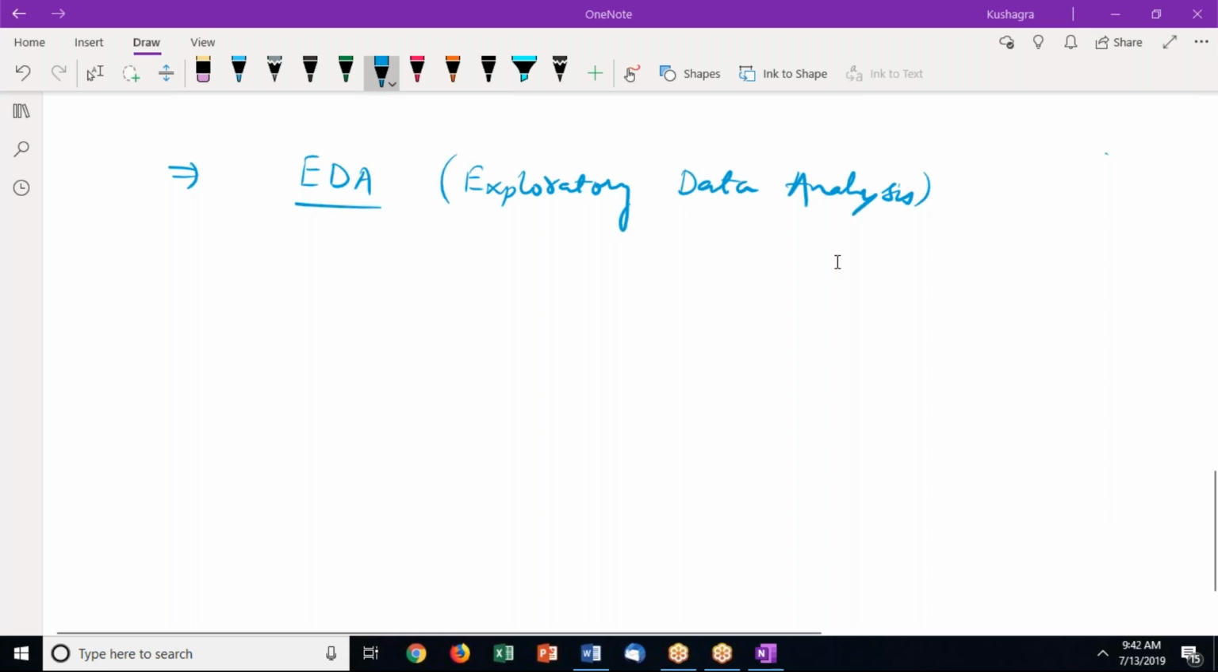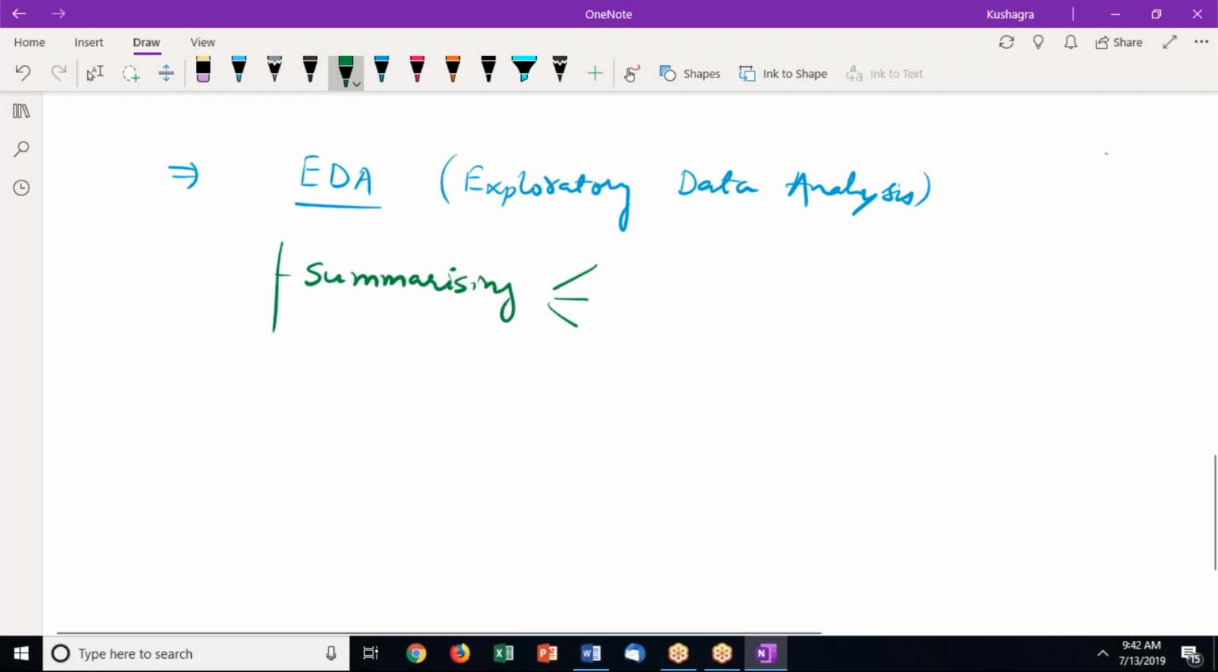Basically, it is reviewing the data. Okay, to an extent you are right, but I would not say only reviewing. Basically, you want to summarize the data, right? It's all about summarizing the data. And how do you summarize the data?